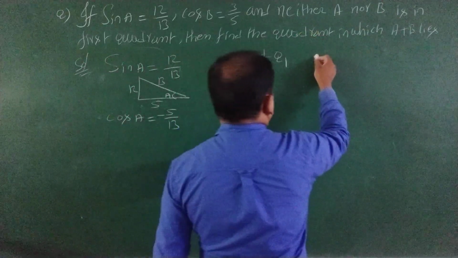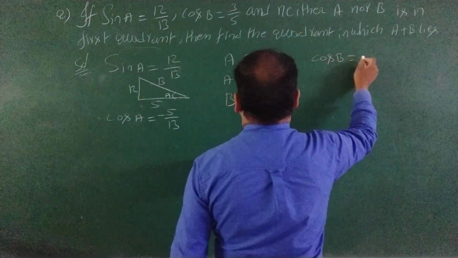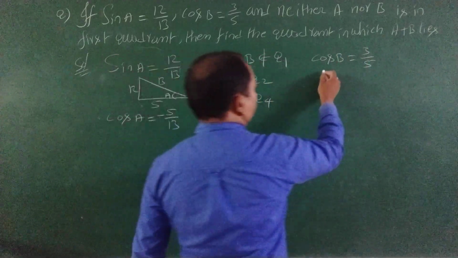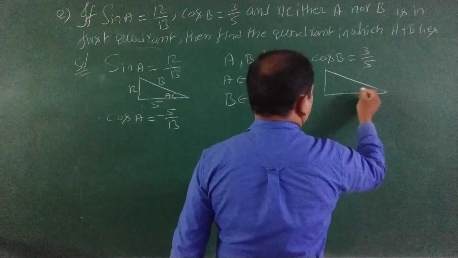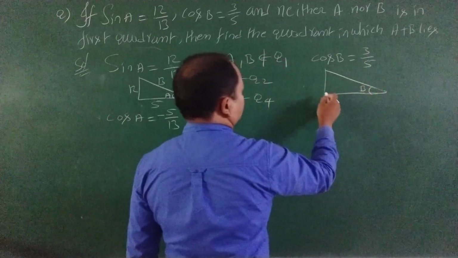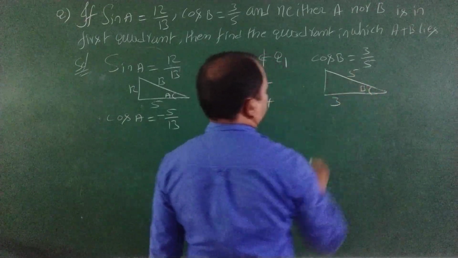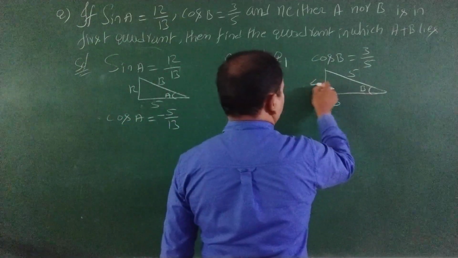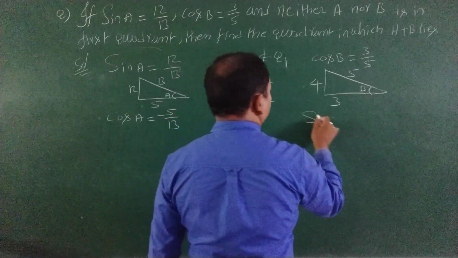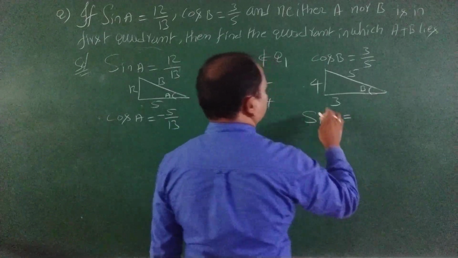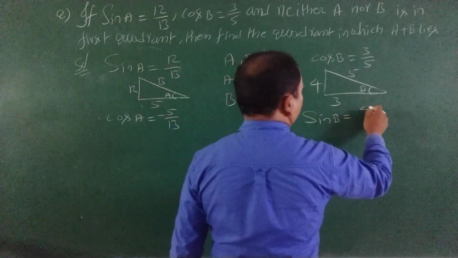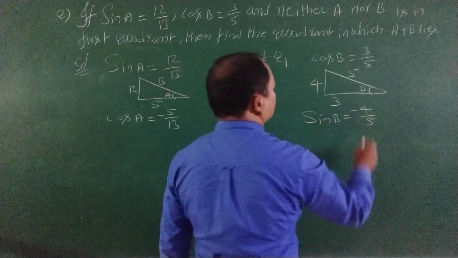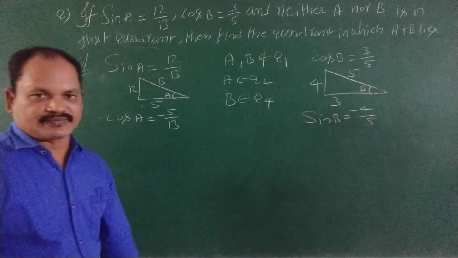Similarly, from the given, cos B is 3/5, so that is positive. We have to take a diagram here. Here it is B, and it is adjacent side by hypotenuse. According to the triplets, here it is 3, 5, then it is 4. Now what is sin B? Sin B is 4/5, but it is negative since B belongs to Q4. In Q4, sine is negative.